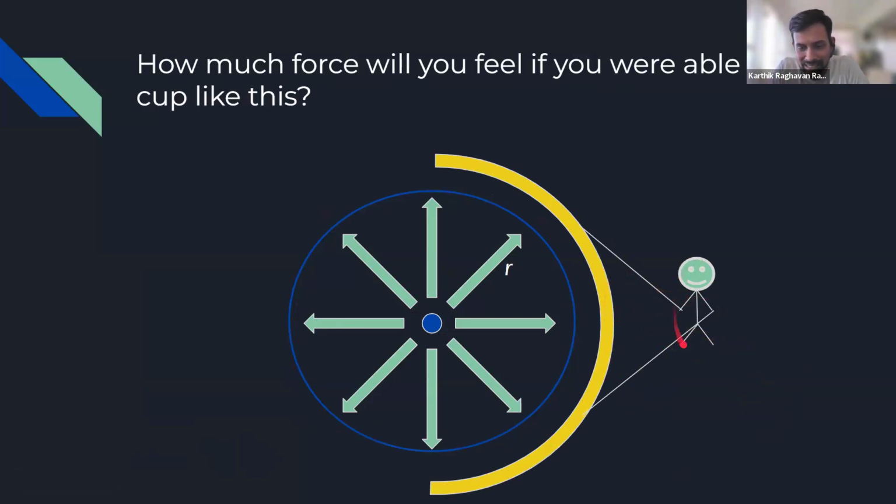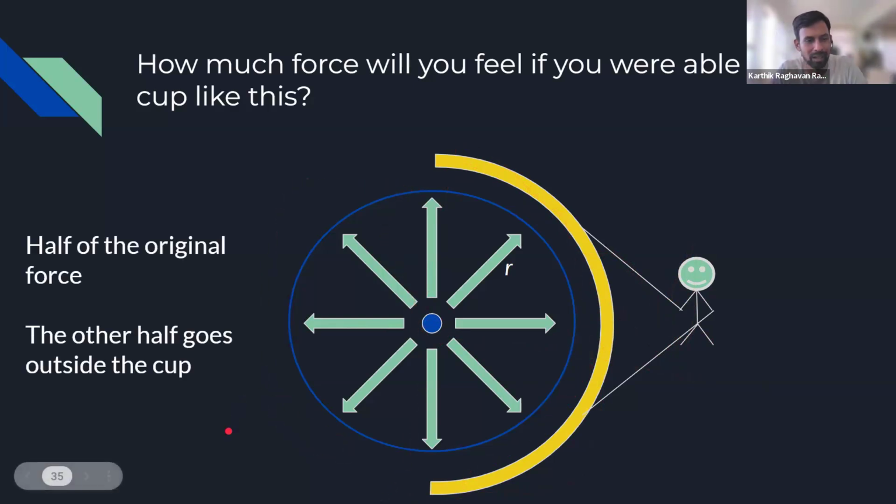So let's say this is me standing here, or this is you standing here, and you are able to hold a cup, right? This yellow thing is a cup. So let's say you can cup the ripple. How much of the original force would you feel in your hand if you held your hand like this, right? Whatever the original force is, how much of that original force will hit your hand, this golden area, as against what part of it will go away.